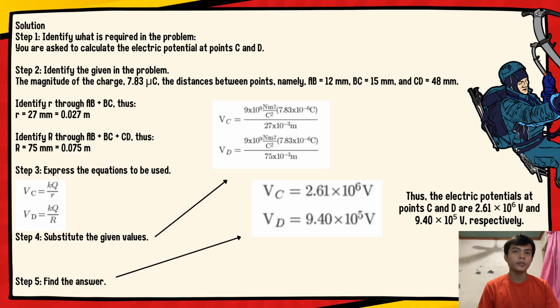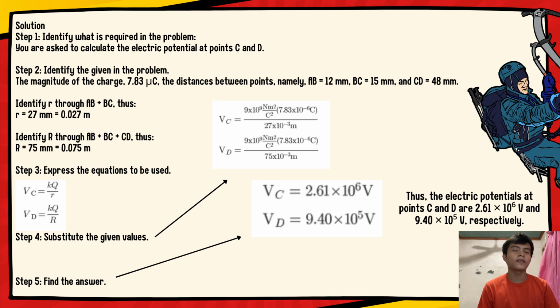Then, ang solution is to first we identify what is required in the problem. We are asked to calculate the electric potentials at point C and D. Step 2, ang given sa problem, which is ang magnitude kay 7.83, and ang distances kay AB kay 12, BC kay 15, and CD kay 48 millimeters. Now, i-calculate sa nato ang distance or ang radius para kay C. Para makuha ni kay i-plus na si AB plus BC. Then, ang result kay 27 millimeters or 0.027 meters.